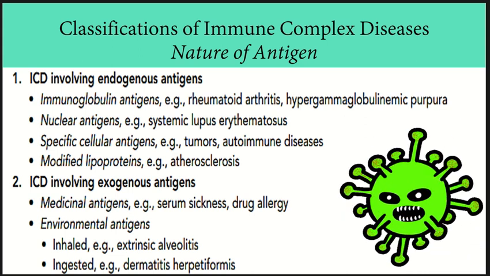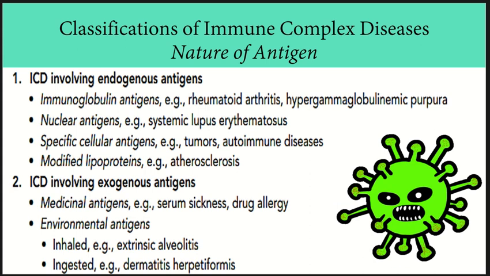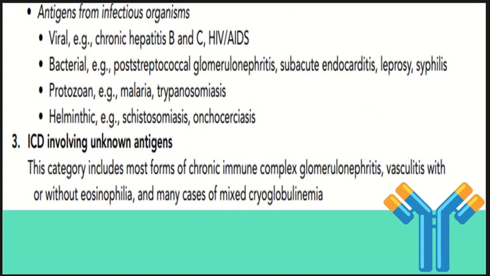teaspoons are ingested, the antigens from infectious organisms like viral, bacterial, protozoans, or helminthic organisms. The last classification are those involving unknown antigens. This category includes most forms of chronic immune complex glomerulonephritis, vasculitis, with or without eosinophilia, and many cases of mixed cryoglobulinemia.